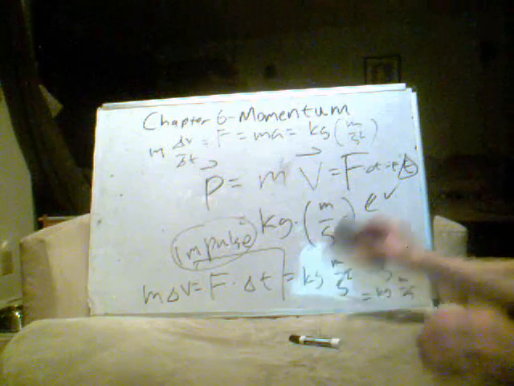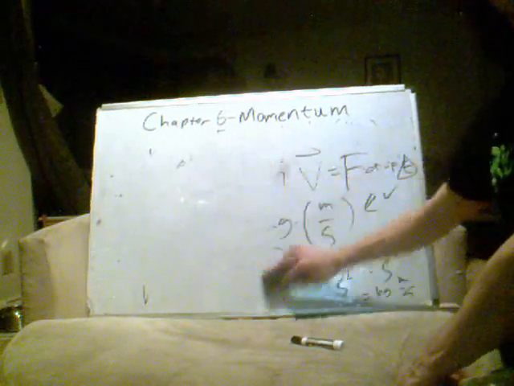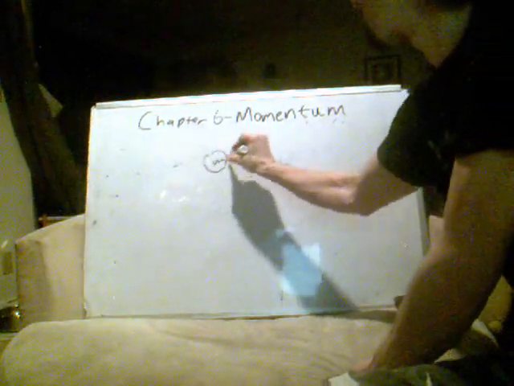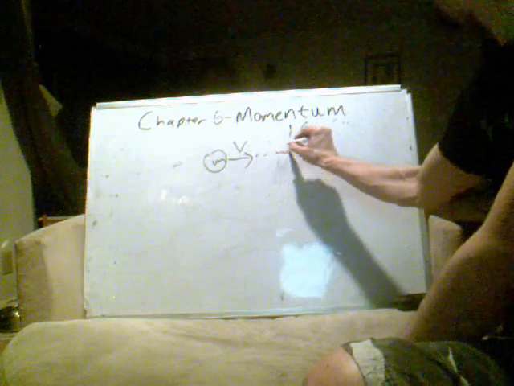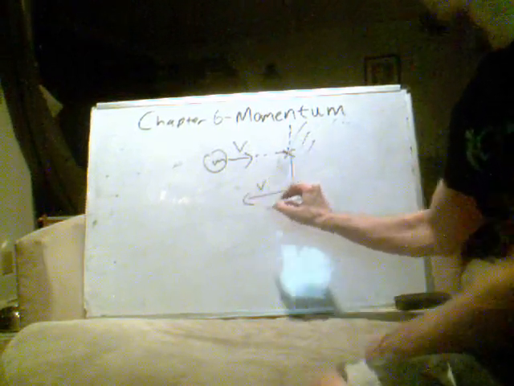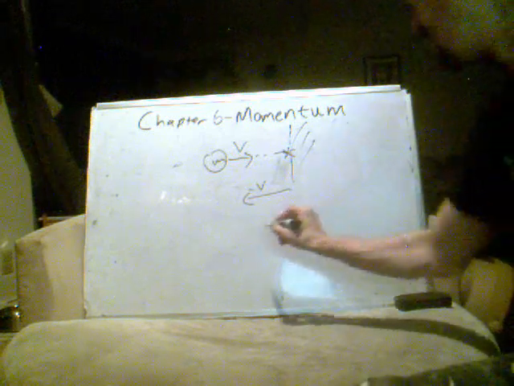Now, if an object bounces off of a surface with its original momentum in the opposite direction, how much did its momentum change? So, let's say we have some object with mass m and velocity v, and here's a wall. Eventually, it collides with the wall, and then it starts to move away with velocity v in the opposite direction, right? So how much did its momentum change?